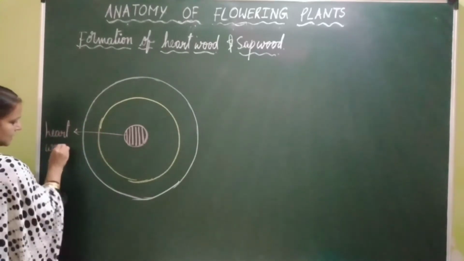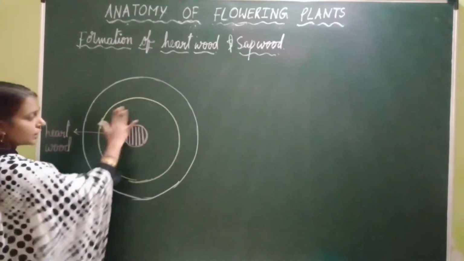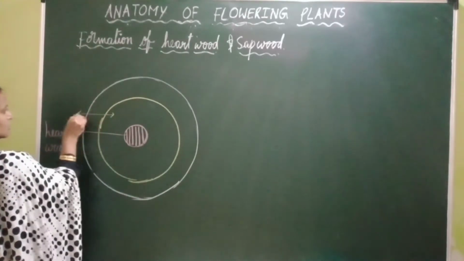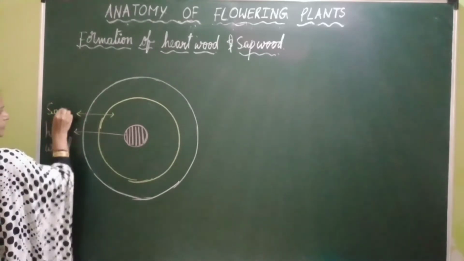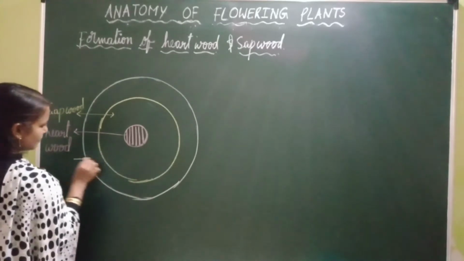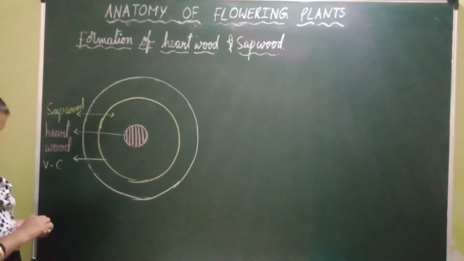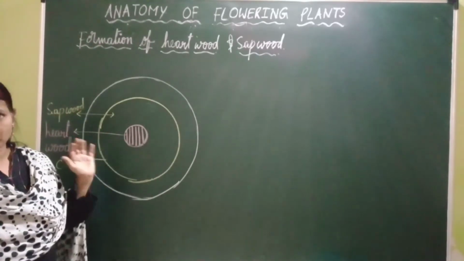Heartwood, which is present at the center, and this region which is surrounding this heartwood is called sapwood. So this is sapwood, and this is vascular cambium. I am writing it as VC, right? Okay. So now let's see the formation of both heartwood and sapwood, how they are formed.